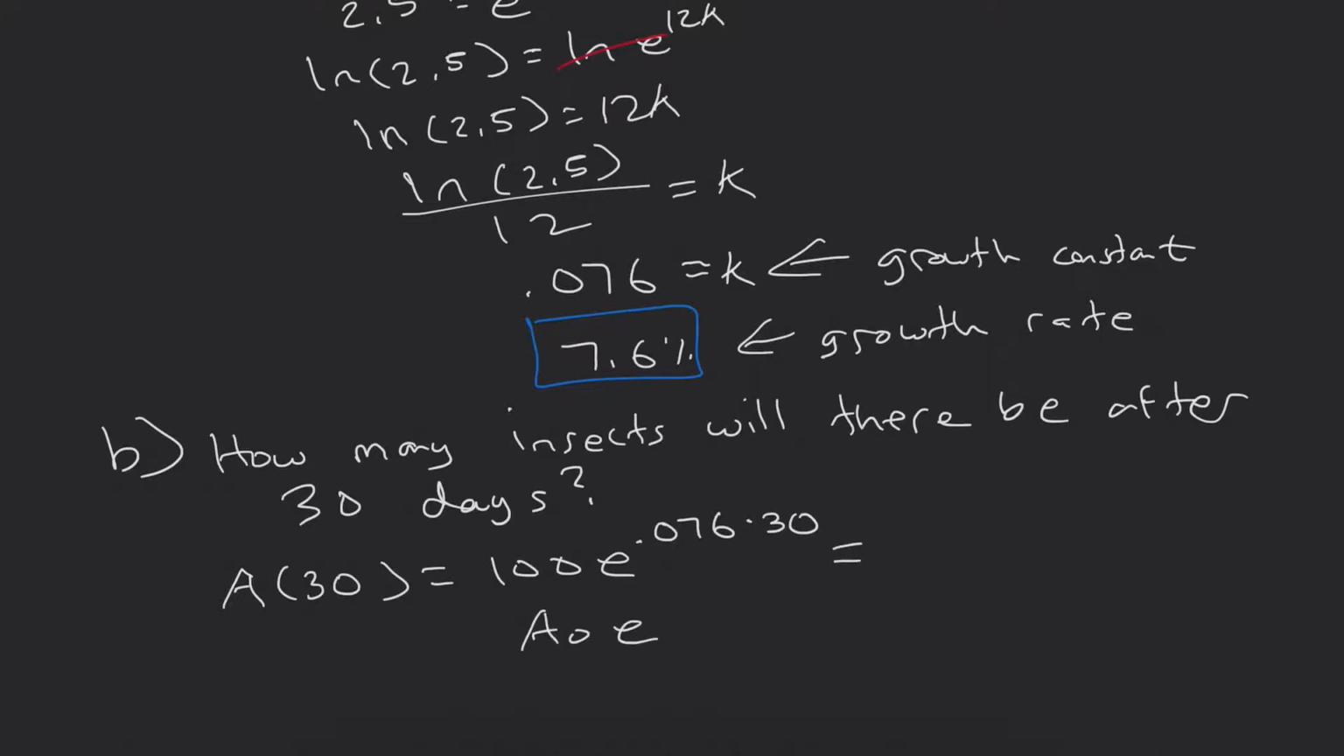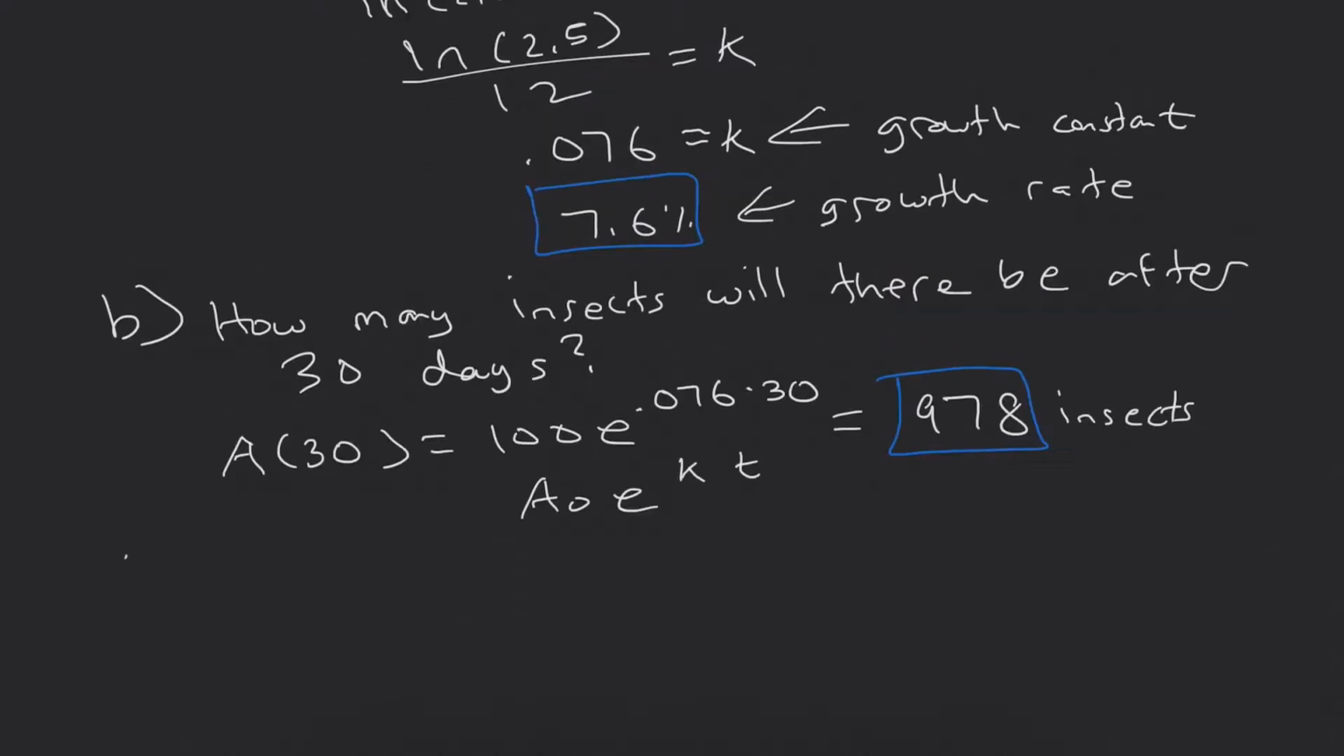We had A sub 0 e to the kt there. Now that we know k, we can plug in any value we want for t and actually figure it out. Again, this is a calculator problem. I'm going to type in 100 e to the 0.076 times 30 into my calculator. And for that, I end up getting approximately 978 insects. If you're having any trouble with your calculator getting these values, please come to office hours, please talk to me.